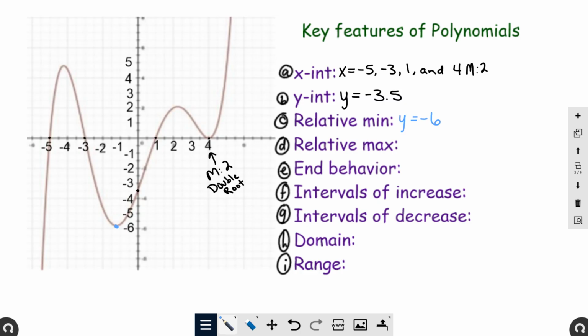Do we have another minimum? Well, right here we have another valley. Now, I know the x value is 4, but what's the y value? 0.